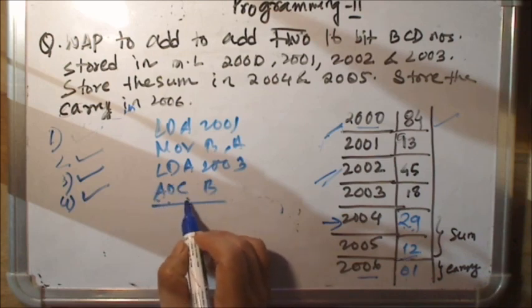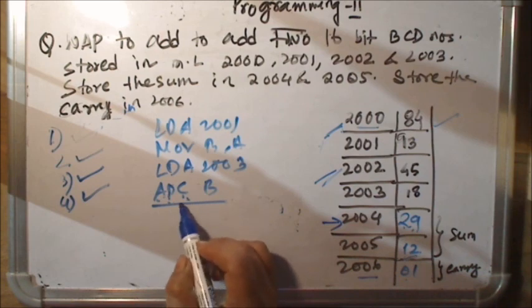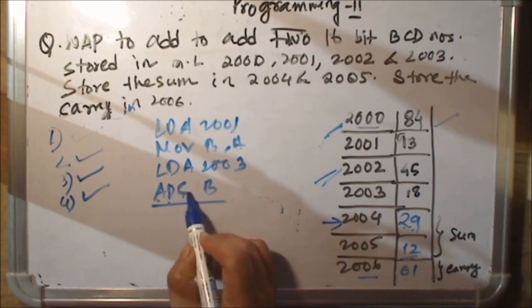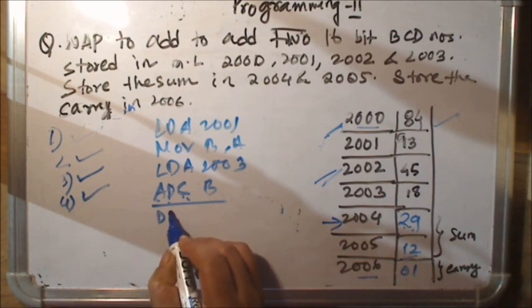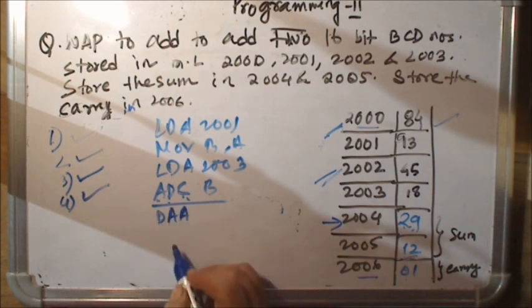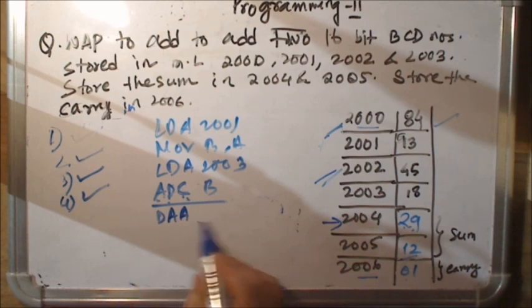Now here we will use ADC. Why ADC? Because in the lower byte addition, if a carry is generated, then it has to be added along with this addition. So the lower byte addition carry has to be taken care of. So we will write ADC. After you write ADC, you will get your answer in hexadecimal. To convert from hexadecimal to decimal, we will use DAA. Then the answer is 10 in A.